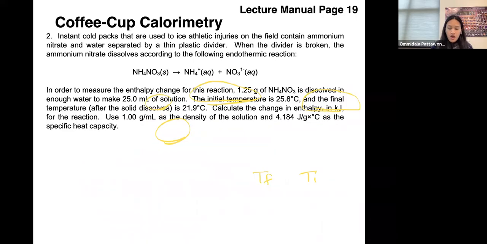All right, so now it's your turn. I'm going to let you read this problem and complete it yourself, and resume the video again when you're ready.